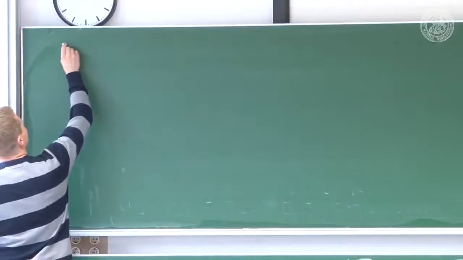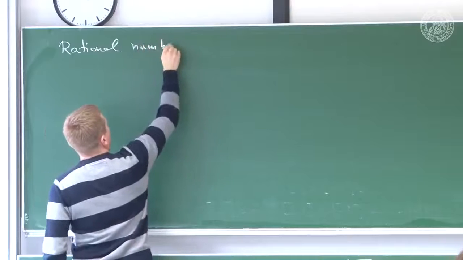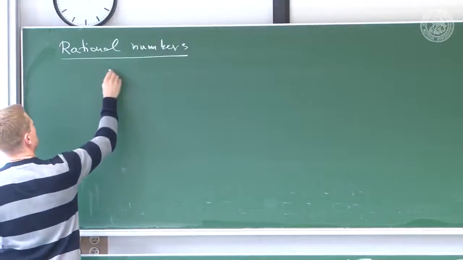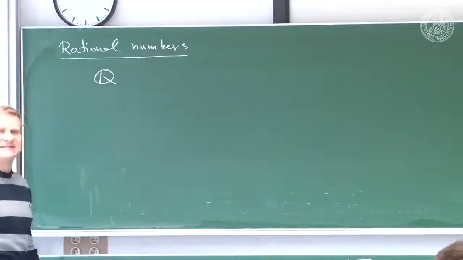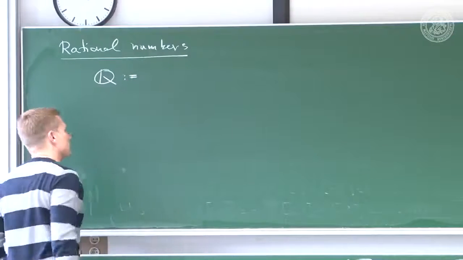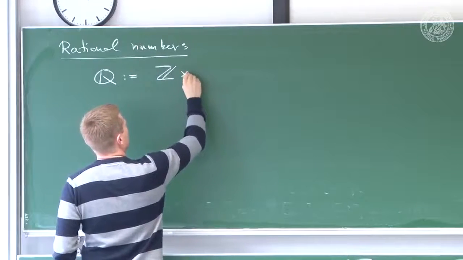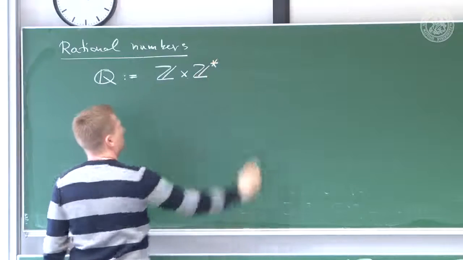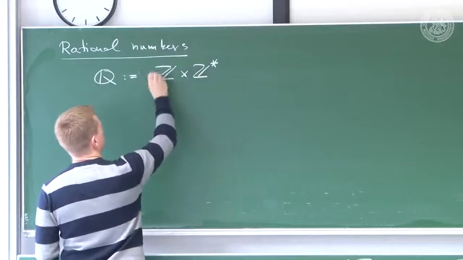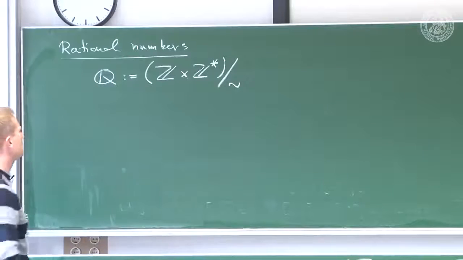Okay, integers, so rational numbers. That works similarly. So first of all, we have to define them as a set. And once we have the set, we can define the operation. And the rational numbers are given by the Cartesian product of Z with Z star. So of the second member in the pair, I take off the 0. Again, modulo some suitable equivalence relation.